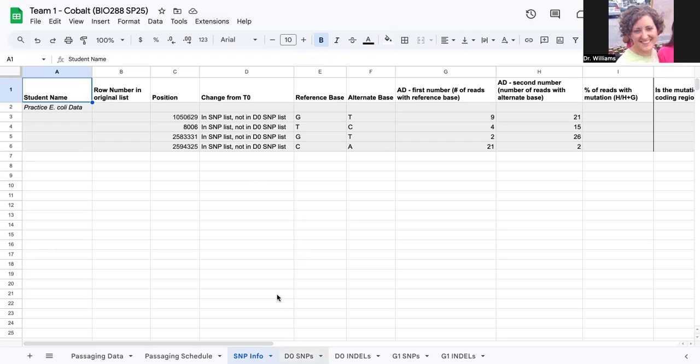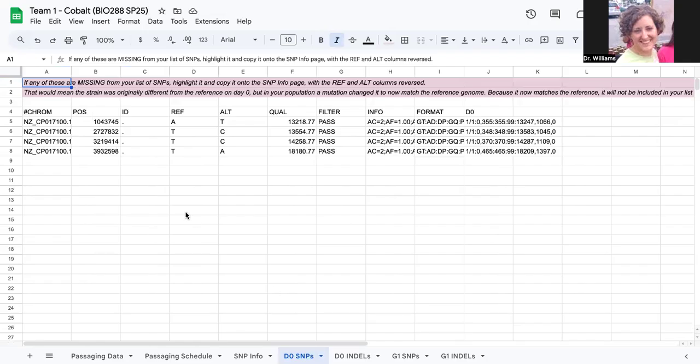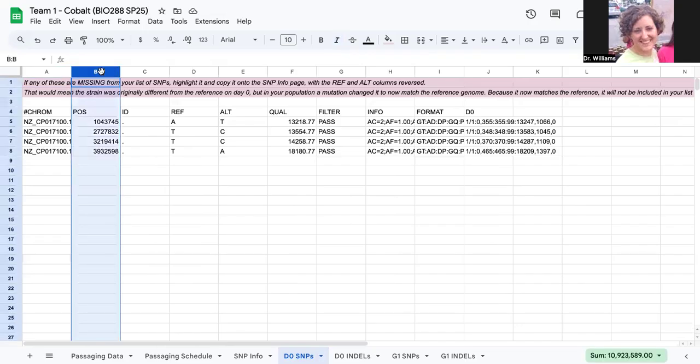So let's hop over to the Day Zero SNP pages. The main columns that we care about are column B, POS, which stands for position. This is the location in the genome of your mutation. So when you are looking at the E. coli genome that you imported into your Benchling, this is its identification number. It should look a smidge familiar. You copy and pasted it once to import this into Benchling. This is literally the base number. So you would navigate in Benchling to base number 1043745.